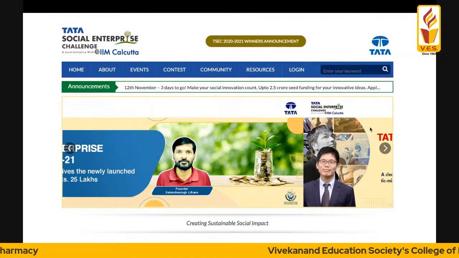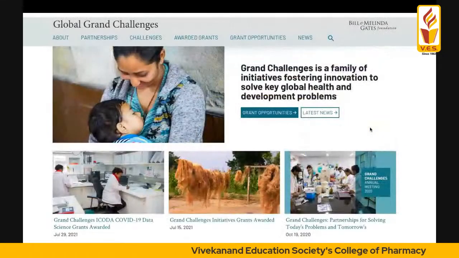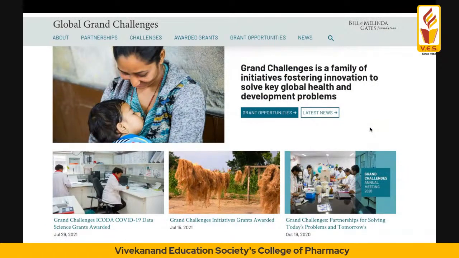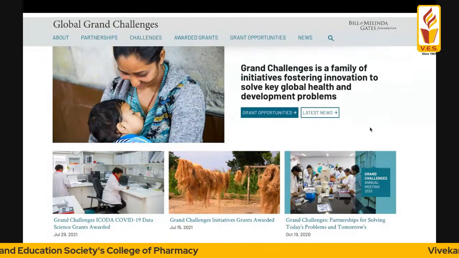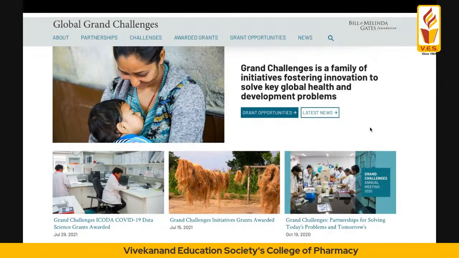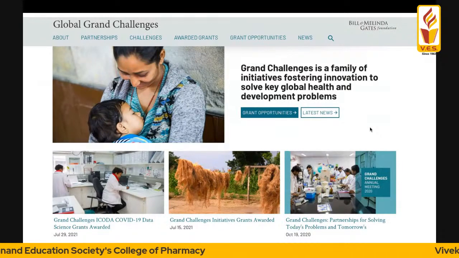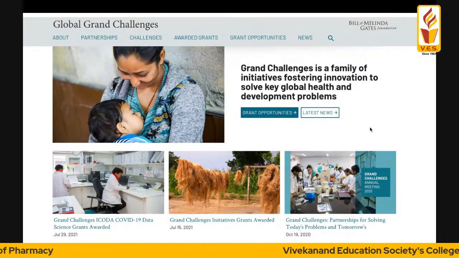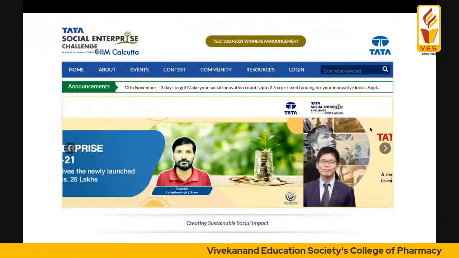Then there are certain other initiatives also. For any research that we want to do, we feel that the biggest hurdle is funding. There are multiple grant opportunities available for academia, for students, for startups, for everyone. If you want to get into social research or social innovation, there are a lot of funds which are just for creating social impact. Global Grand Challenges is one.